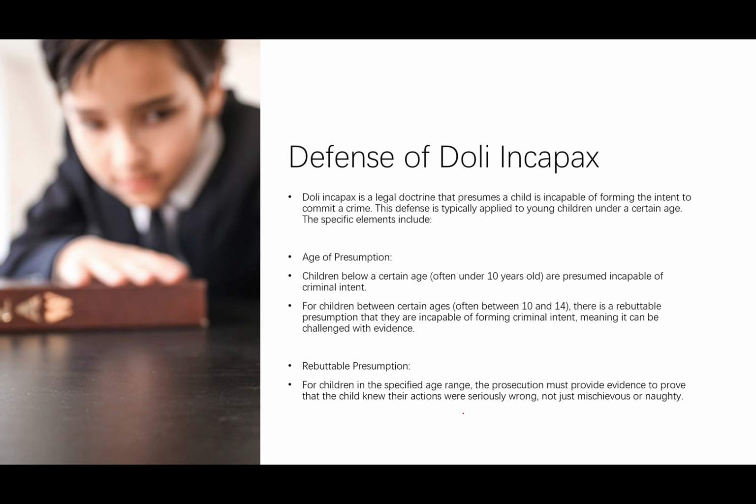And you also have a rebuttable presumption. For children of a specific age range, the prosecution must provide evidence to prove that the child knew their actions. So there's a high burden of proof here. So what happened here? Which case could we use here for doli incapax?